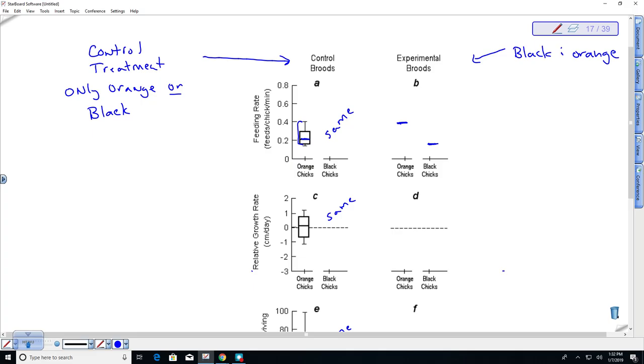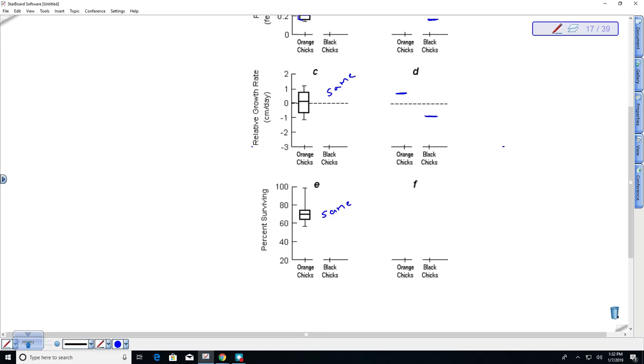Same thing with growth rates, right? I might predict that the orange would be high and the black would be low. And then the percent surviving, I might think the same thing, that maybe 70% of the orange chicks survive, and maybe only 50% of the black chicks survive. So that's my hypothesis, right? That's what I think might happen.